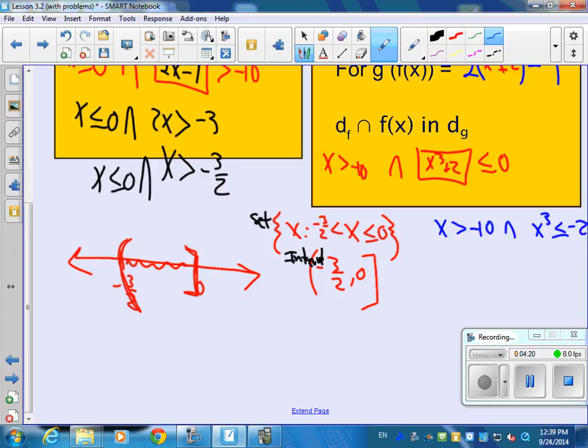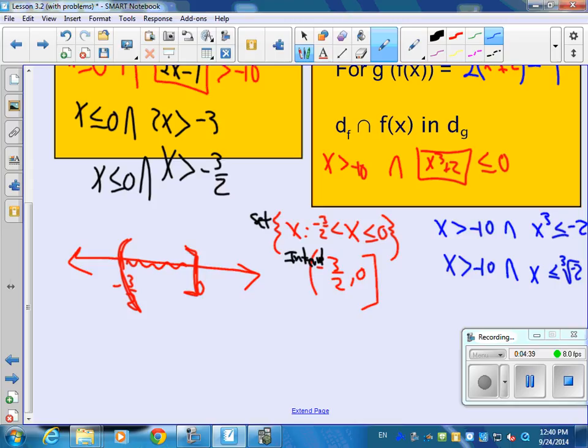Can you take the cube root of a negative number and get a negative number? You can. It's legal. Every state except Idaho. So this is an actual number. It's like probably negative 1 point something.